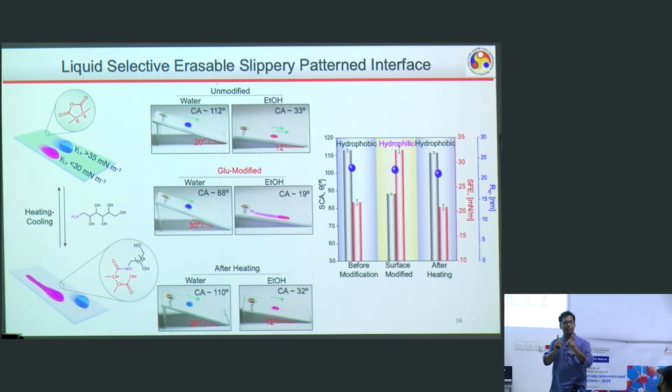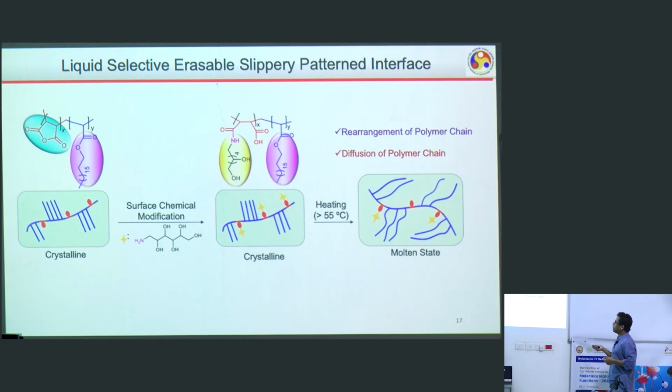Okay, and this number is important. The ethanol surface tension is around 22 millinewton per meter, and your interface has to be in that same range, then only the liquid would slide off. If it is above that, then the surface will lose the slippery property against that particular liquid. So that was the prime understanding.